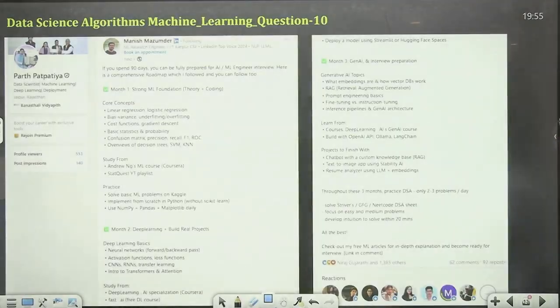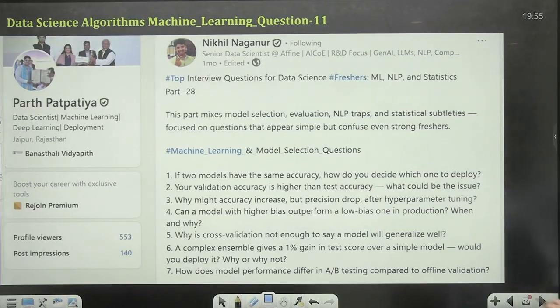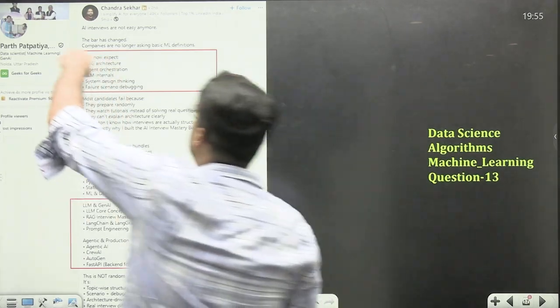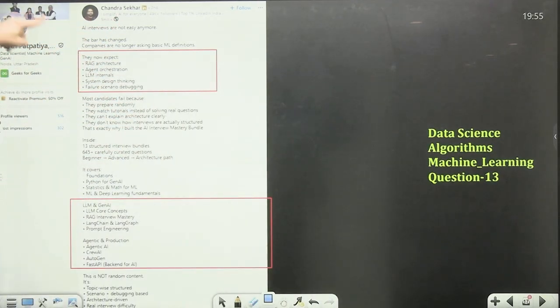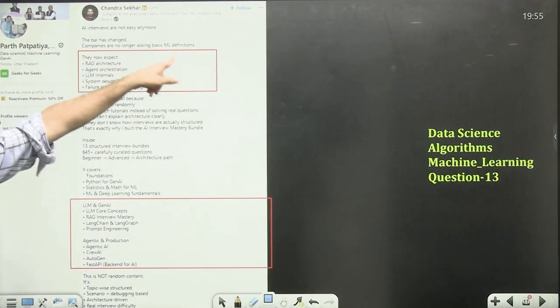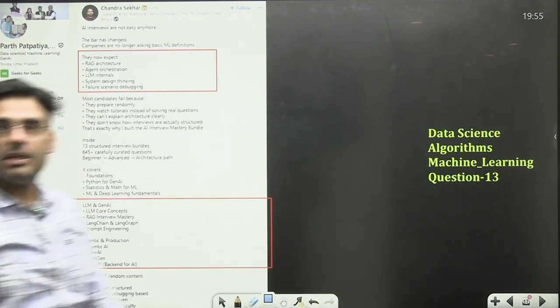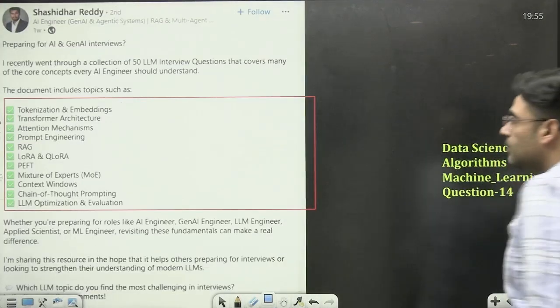Then again, one trusted source that I would like to show you from where I have gathered the questions. AI interviews are not easy anymore. The bar has changed. Companies are no longer asking basic ML definitions. They now expect RAG architecture, agent orchestration, LLM internal system design thinking, failure scenario debugging, and LLM and Gen AI concepts that need to be covered. So questions have been taken from these trusted sources.